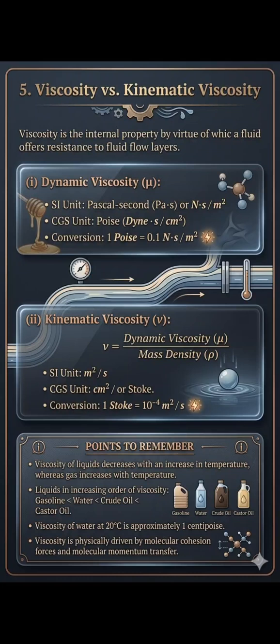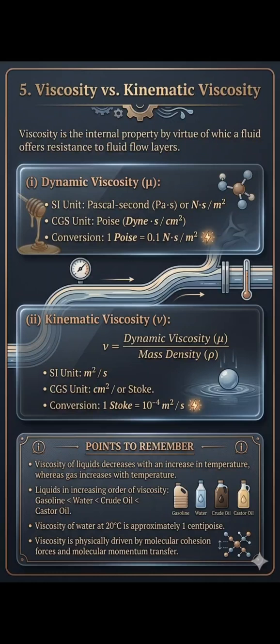Kinematic viscosity nu is dynamic viscosity mu by mass density rho. SI unit is meter square per second. CGS unit is centimeter square per second, or stokes. Conversion: 1 stokes is equal to 10 to the minus 4 meter square per second.